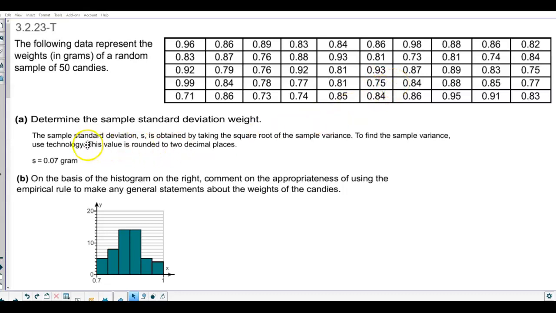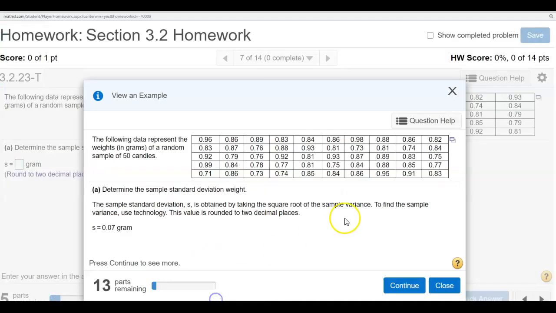Again, the sample standard deviation S is obtained by taking the square root of the sample variance. To find the sample variance, we're going to use technology, and this value is rounded to 2 decimal places. Or we could just find the sample standard deviation. So I'm going to open up this data set in StatCrunch.